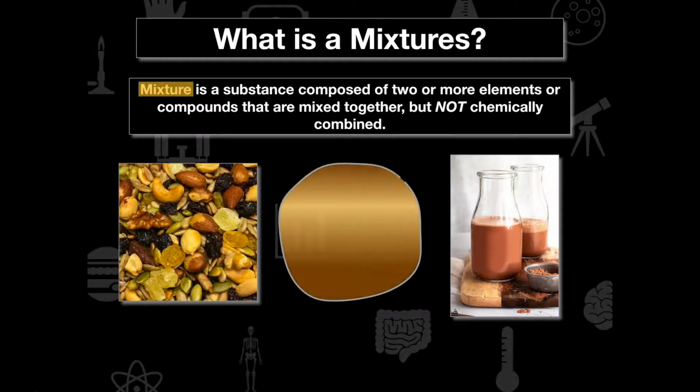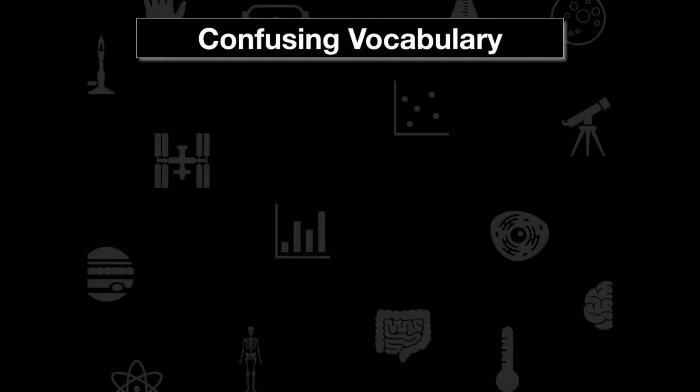If we're thinking about a chocolate chip cookie, well, we have the cookie, which is the flour and the sugar and the yeast, and then also the chocolate chips that exist on that cookie. So a mixture is a substance composed of two or more elements or compounds that are mixed together but not chemically combined. When we're talking about mixtures, there's a little bit of confusing vocabulary.